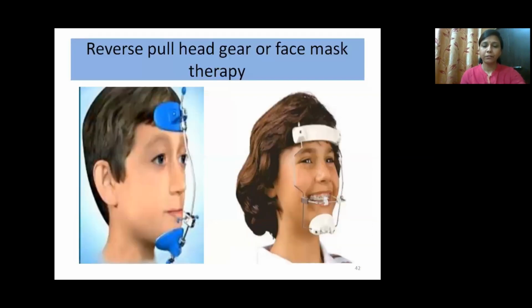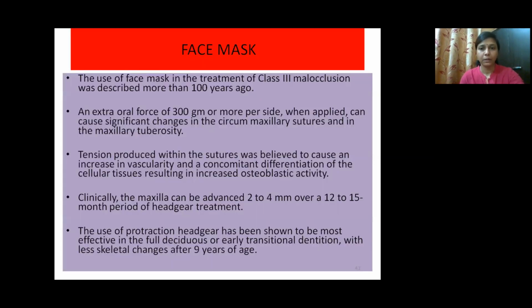Reverse pull headgear or face mask therapy is given in cases where there is a mid-face deficiency. So reverse pull headgear will facilitate the protraction of the maxilla. It will take the anchorage from the forehead and the chin. The use of face mask in the treatment of class 3 malocclusion was described more than 100 years ago.